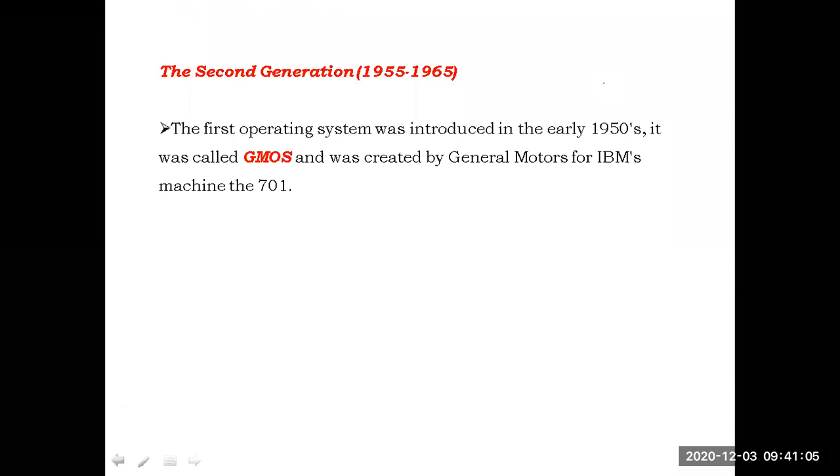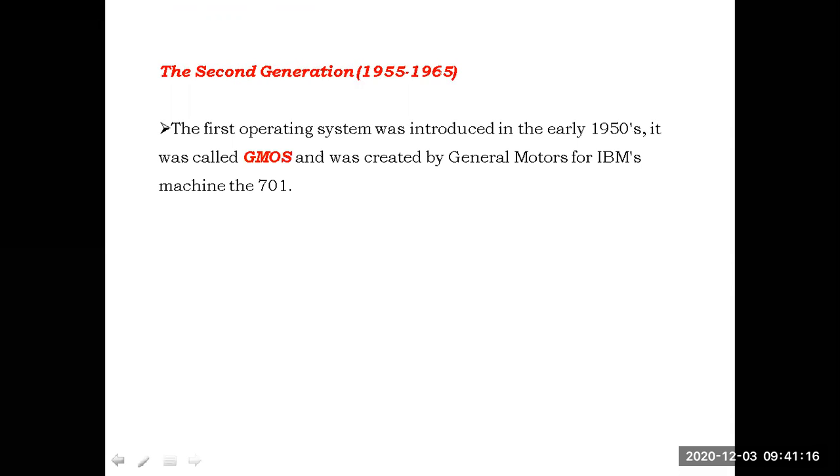Now when we come to the second generation, from 1955 to 1965, the first operating system was developed in the second generation computers.